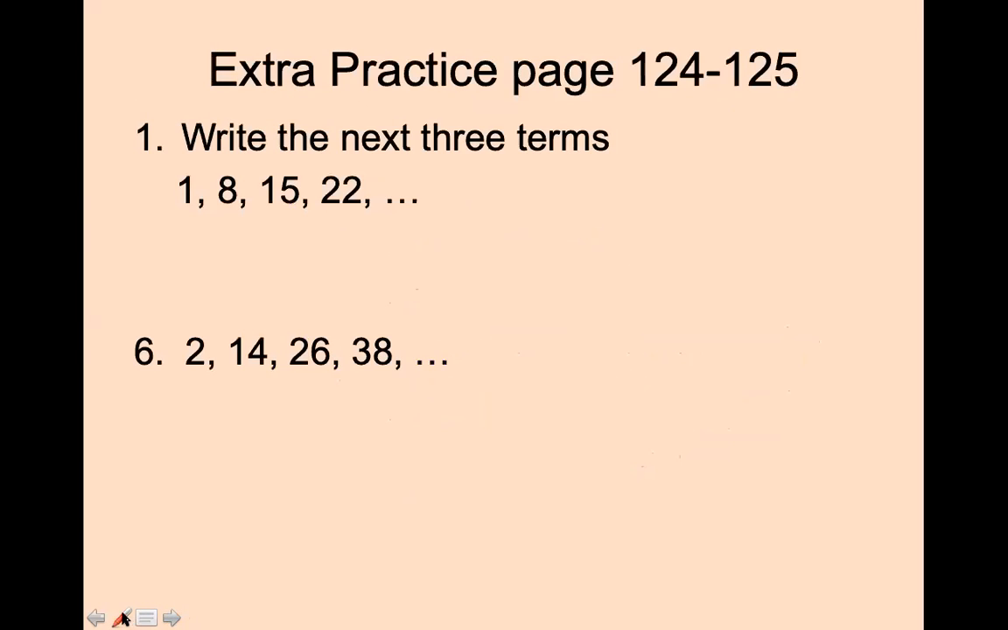All right, let's jump to some extra practice on page 124. It says write the next 3 terms. So in order to do that, we have to look at what is our common difference. And what are we going up by here? It looks like we're going up by 7 each time. So our next 3 terms would be 29. And if we add 7 to that, we get 36. And if we add 7 to that, we get 43.